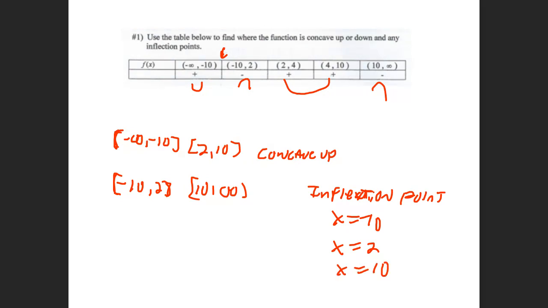So this is supposed to be a second derivative table. That's what we're going to be making today. We're going to be making the second derivative table up, and that's what it's going to show us. It's going to show us where functions are concave up, concave down, where the inflection points are.